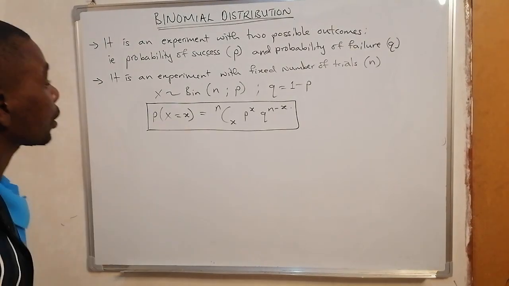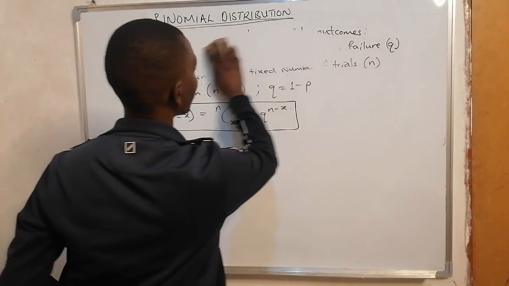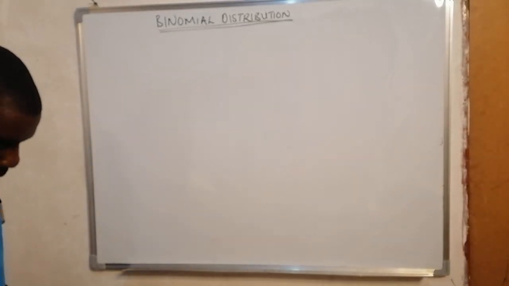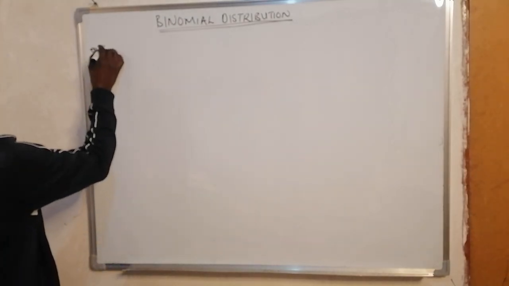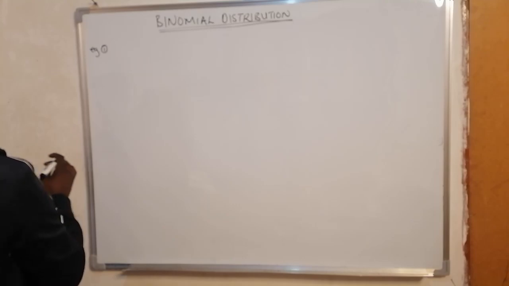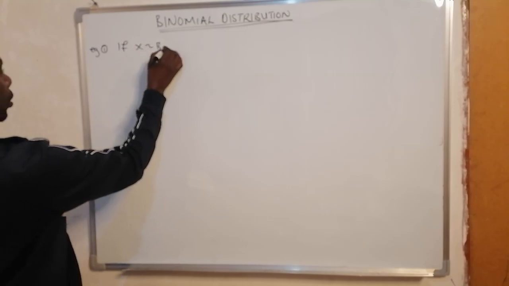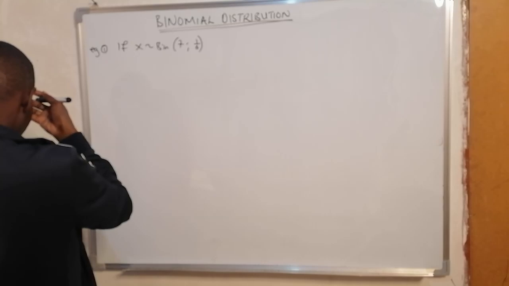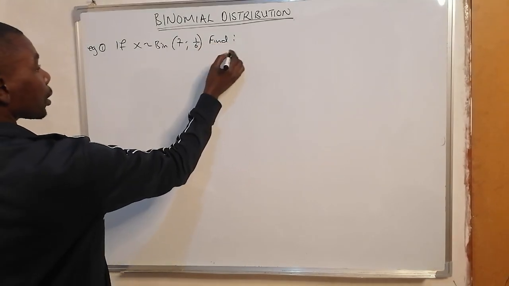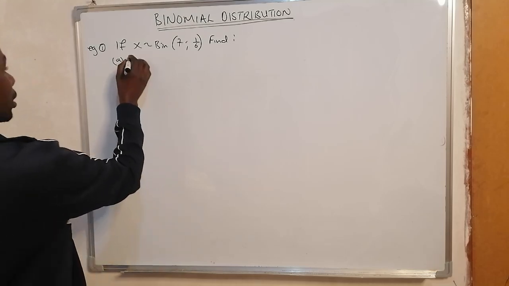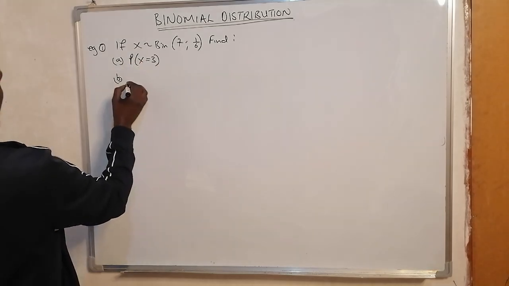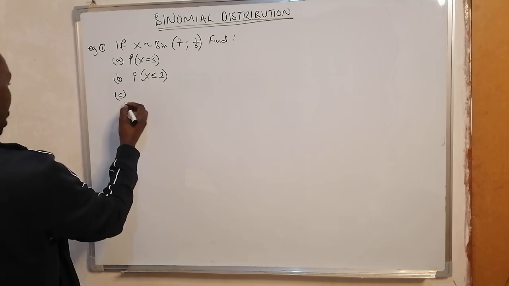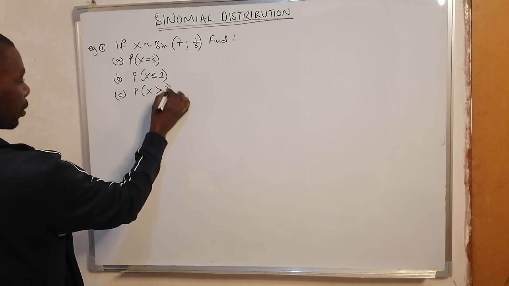Example number one. If X follows binomial distribution with 7 and 1 over 6, find A, P of X equals 3, B, P of X is less than or equal to 2, and C, P of X is greater than 3. Alright.